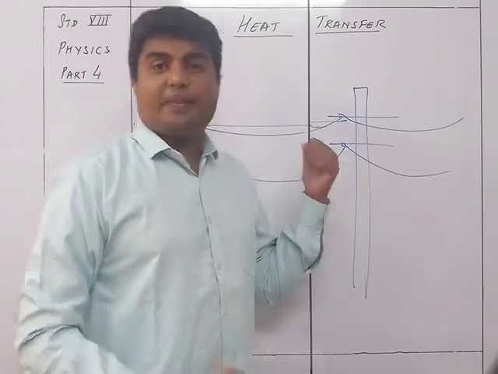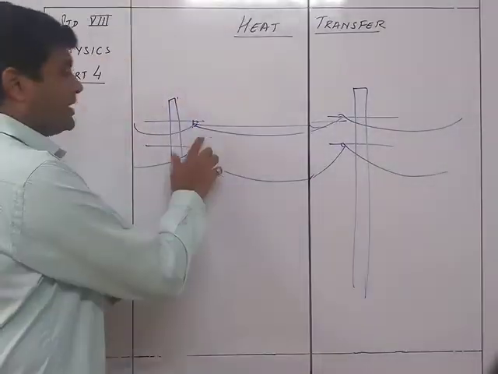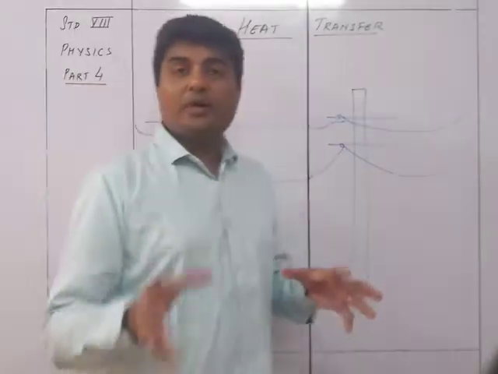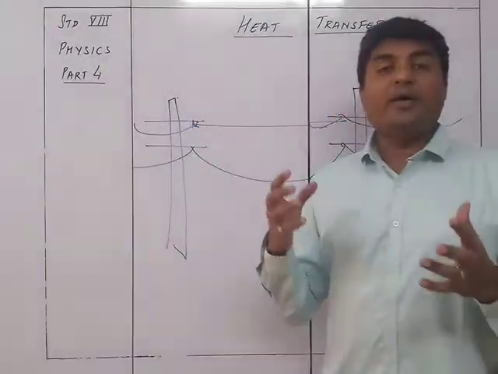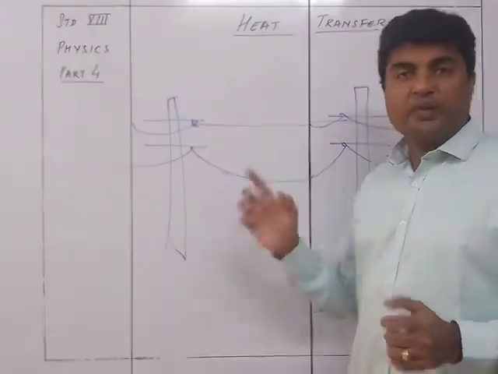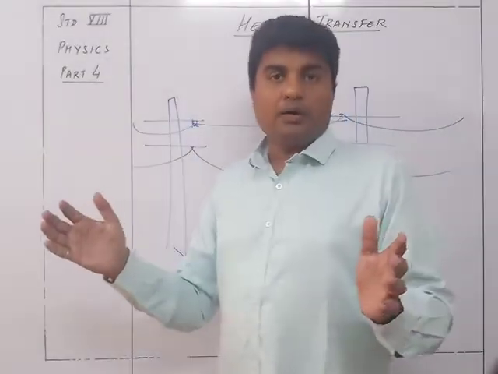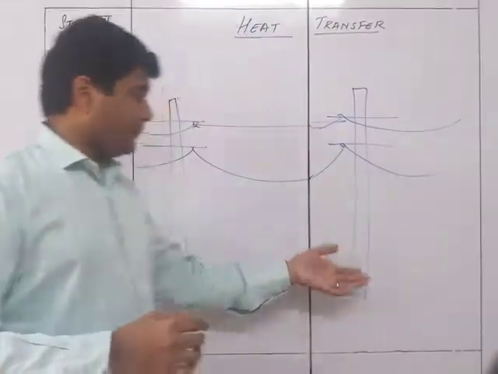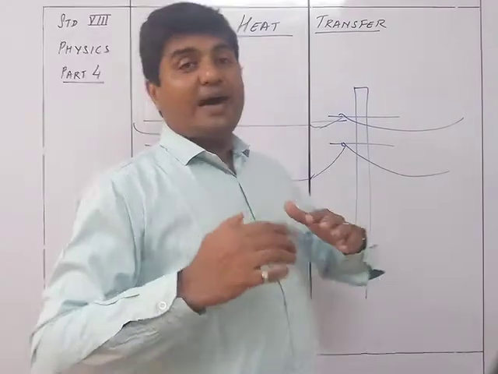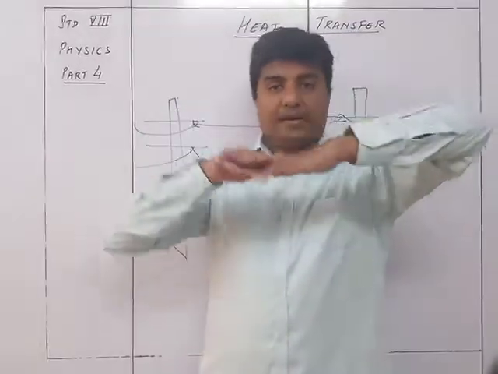Because if you don't keep it sagging, suppose in the summer I have kept it straight like this, what will happen in the winter season? It will contract, and when it contracts, it will have such a strong strength that it can even put the poles out of the ground. Okay, हो सकता है कि poles भी uproot हो जाए. So that's the reason the wires which are being laid are made sagging.